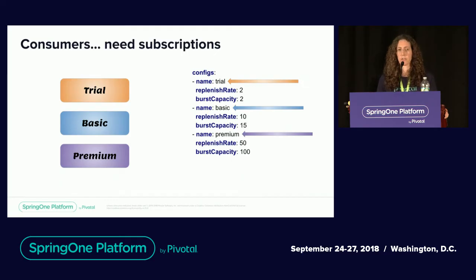Consumers, so we're going to define 3 subscription plans for consumers. We're going to have a trial, a basic, and a premium plan. And you can see in our configuration file, we're setting different rate limits for each. So if you're a trial user, you just get 2 requests a second. You can be a premium user and get much more. And also, if you are a premium user, you will be able to see that yellow service.